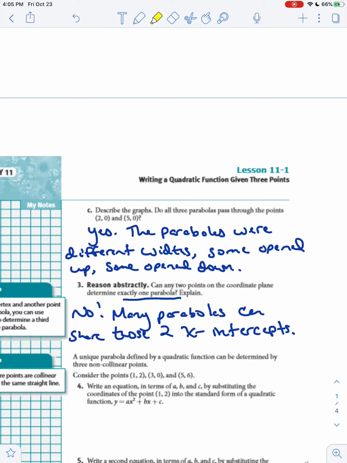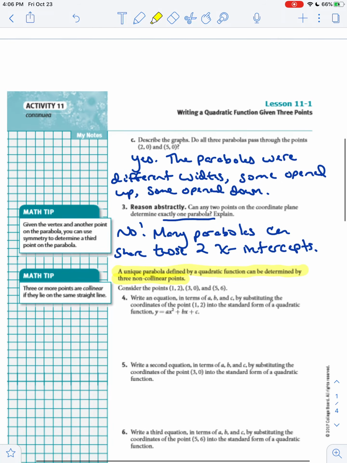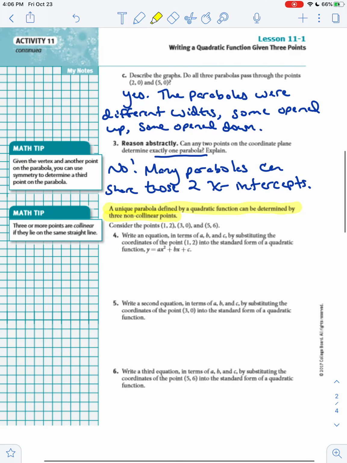So this basically leads us to the main part of our lesson today, which is writing an equation of a parabola with 3 points. And that's where we're at now. A unique parabola defined by a quadratic function can be determined by 3 non-collinear points. And that's what we're going to spend most of our time doing: we're going to take 3 points and write a system of equations in order to solve.